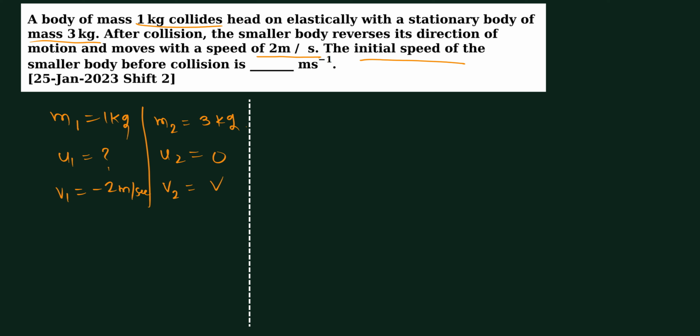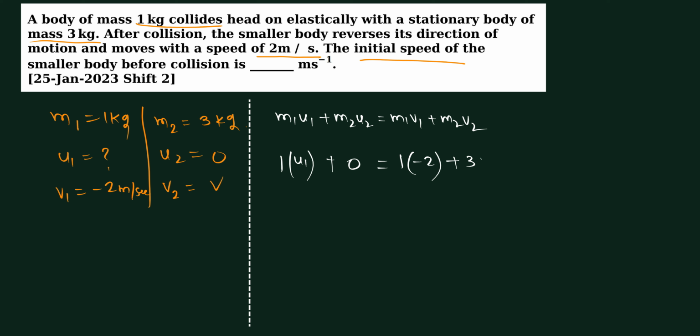Just now we have done the same method, you have to follow it for your answer. According to conservation of linear momentum, momentum before collision is equal to momentum after collision. So momentum before collision: m1 u1 plus m2 u2 equal to m1 v1 plus m2 v2. Okay, so m1 value is 1, u1 you keep like that only, and m2 into u2 value is 0, 0 into something is 0 only. m1 value is 1 kg, v1 value is minus 2, m2 value is 3 kg and v2 value is v.